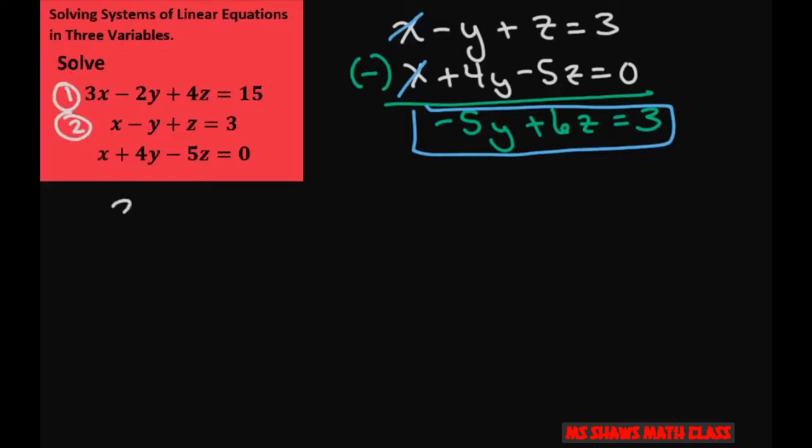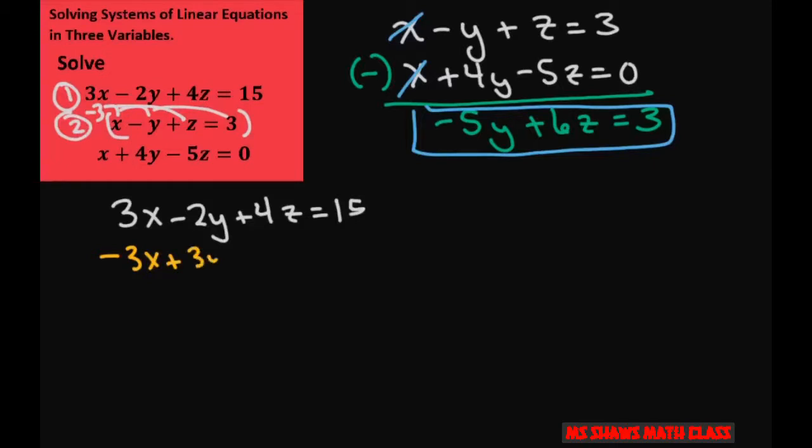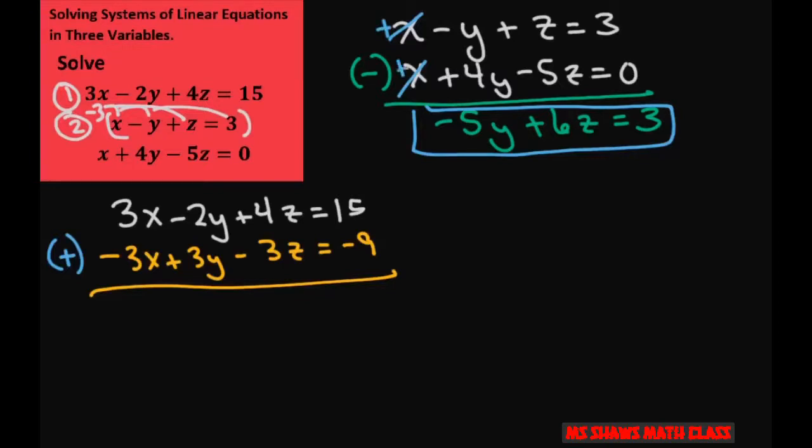What I'm going to do is write down equation 1. And I think I'll just multiply each piece through by negative 3. That's going to give me negative 3x plus 3y minus 3z equals negative 9. And then on this one, I'm going to add, because I want my signs to be opposite if I'm adding. If they're the same, like they were here, they were both pluses, that means I subtracted.